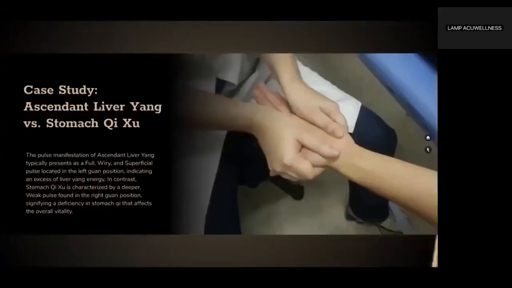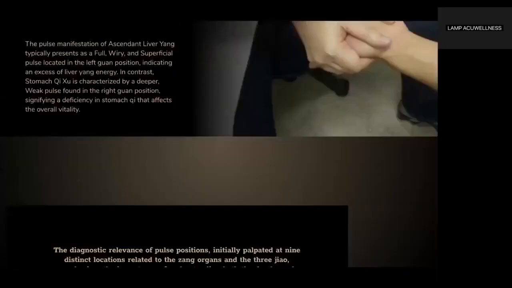Case study: ascendant liver yang versus stomach qi deficiency. The pulse manifestation of ascendant liver yang typically presents as a full, wiry, and superficial pulse located in the left Quan position, indicating excess of liver yang energy. In contrast, stomach qi deficiency is characterized by a deeper, weak pulse found in the right Quan position, signifying a deficiency in stomach qi that affects the overall vitality.